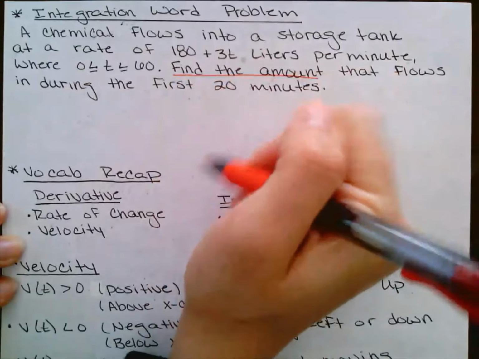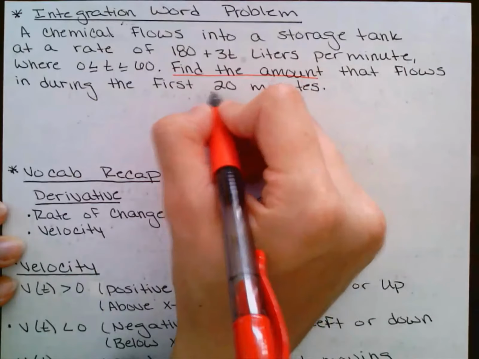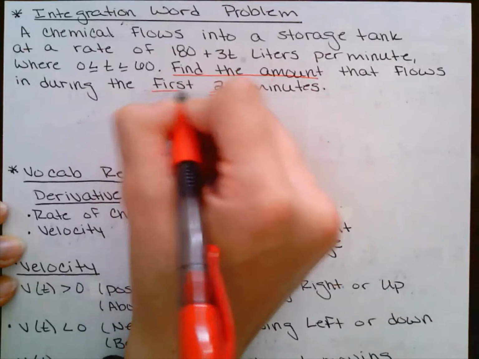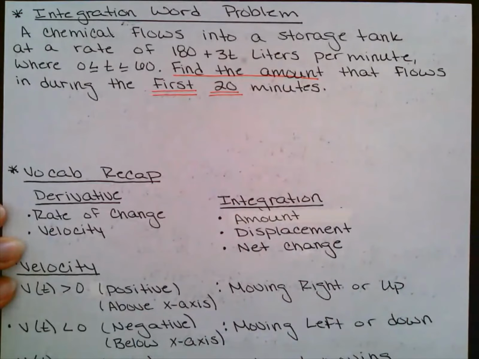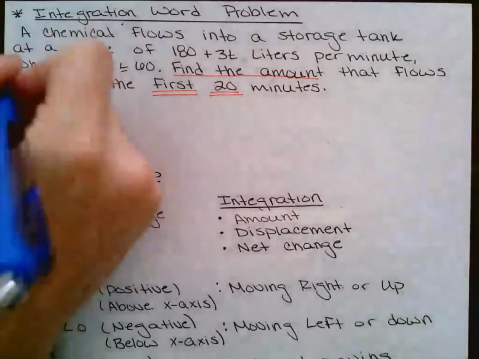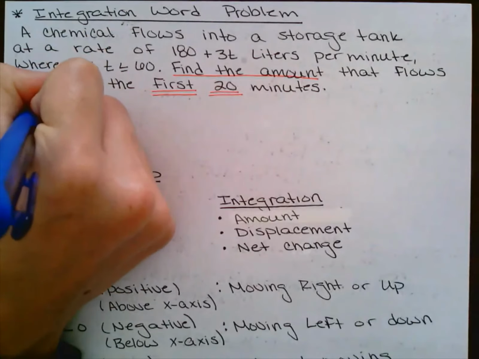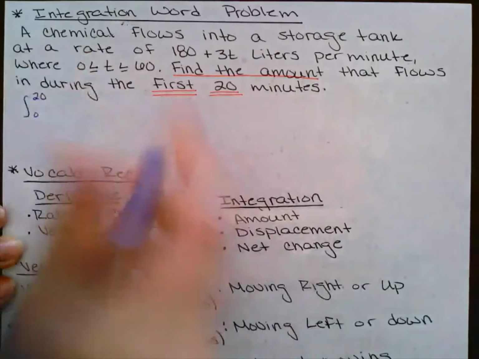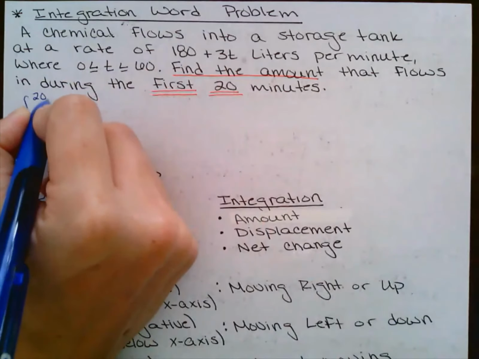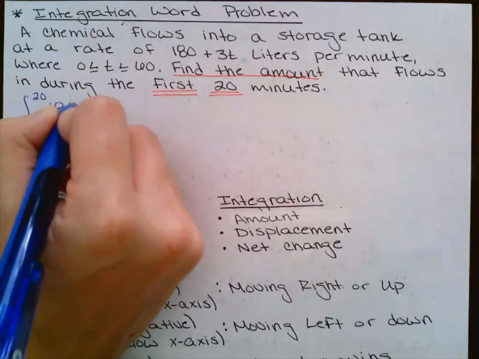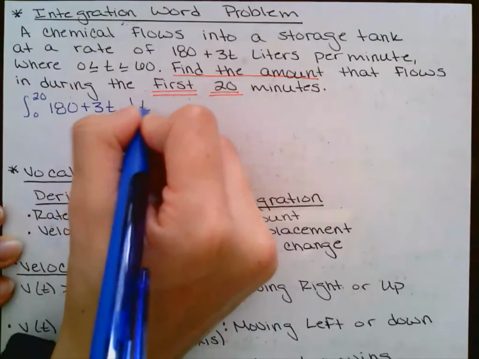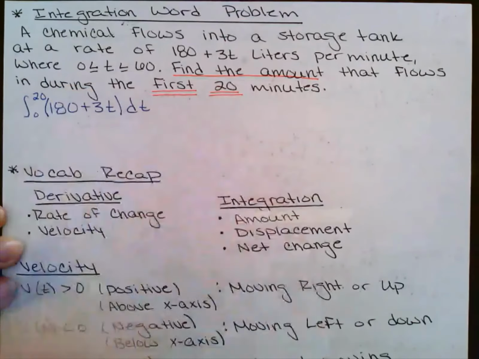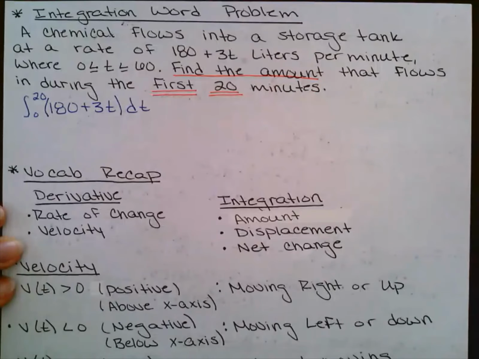Find the amount that flows in during only the first 20 minutes. Actually, I'm going to underline first because that lets you know to start at 0. The first 20 minutes. So I'm doing the integral from 0 to 20 of that function that represents the chemical flowing in. And then don't forget your notation of your dt. And that's what you're solving. That's probably the hardest part, is figuring out the information from the question.